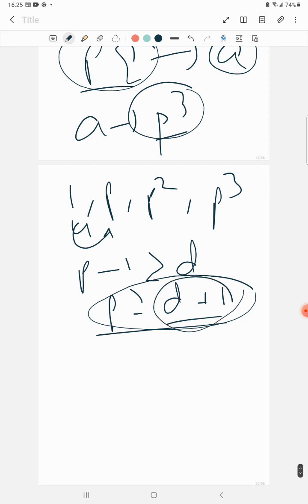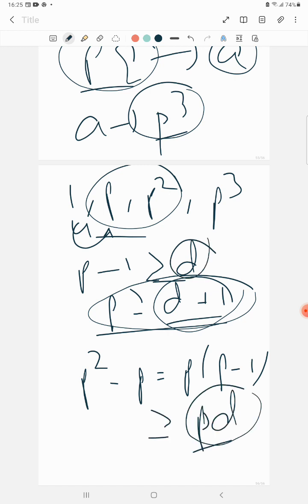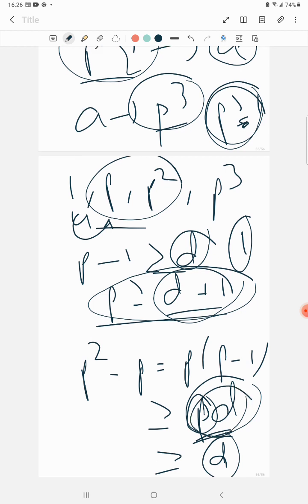Okay, see, this thing I already know, right? Now let's find the difference between these two factors, p square minus p. It is basically p into (p minus 1), and we know that p minus 1 is greater than or equal to d, which means this is greater than or equal to pd, right? And if this is greater than or equal to pd, that definitely means this is greater than or equal to d, because p is a prime number and 1 is not prime, so p is definitely greater than 1. So this pd will definitely be greater than or equal to d, right?